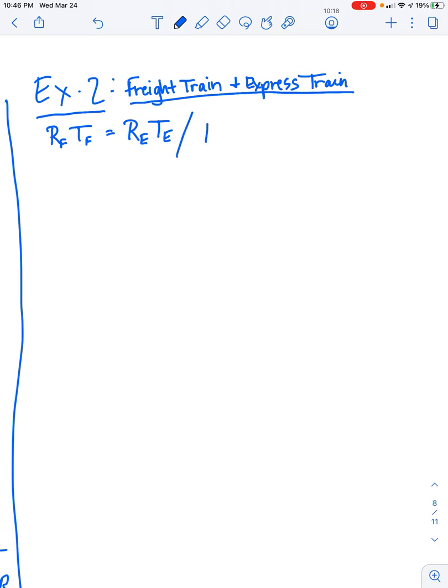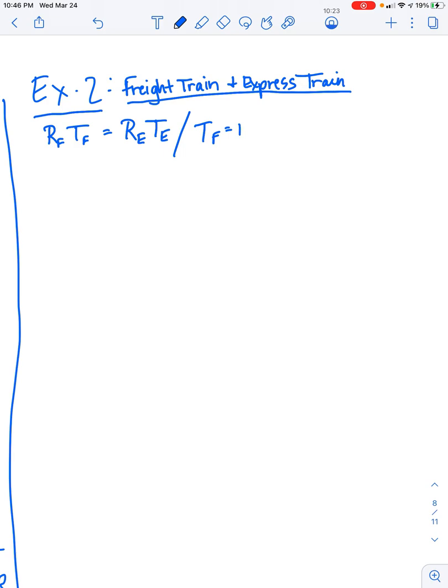Okay, so let's keep going. Also, we're told that the time of the freight is equal to 16. The time of the express is equal to 12. And finally, the rate of the express is equal to the rate of the freight plus 15.